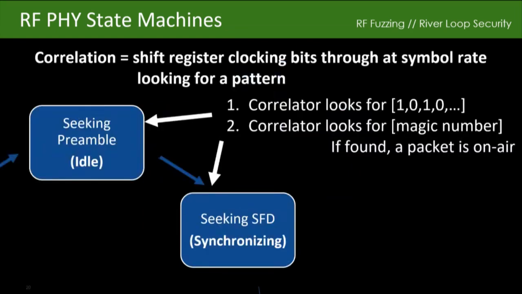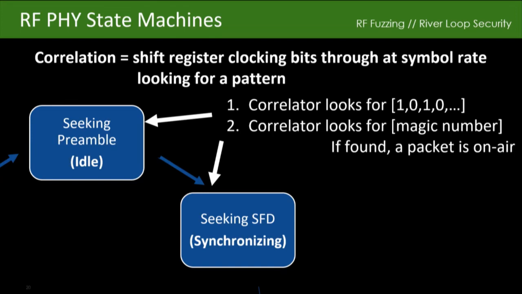So the way these two states work is they essentially run a correlation operation across the symbols that are being received from the demodulator. This correlation is basically a shift register that's clocking demodulated bits through at the symbol rate while it's looking for a pattern. So when we're looking for the preamble, we're looking for that alternating sequence of zeros and ones, that 010101. And when we get a good enough match, then we can say with confidence, we've received a preamble, we're about to receive a packet. Let's go to the next state and start looking for the SFD.